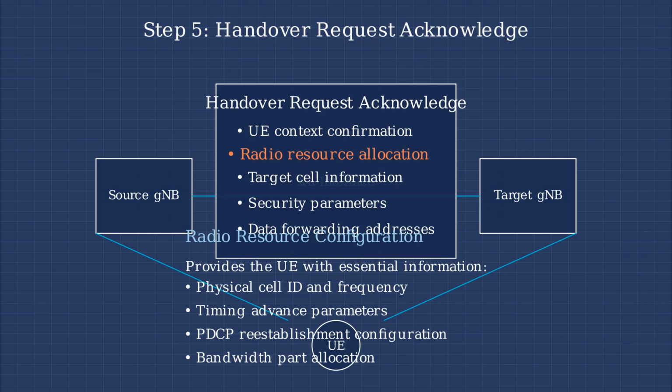This radio resource configuration is essential for the UE to establish a connection with the target GNB. Without these parameters, the UE would not know how to access the target cell, and the handover would fail.